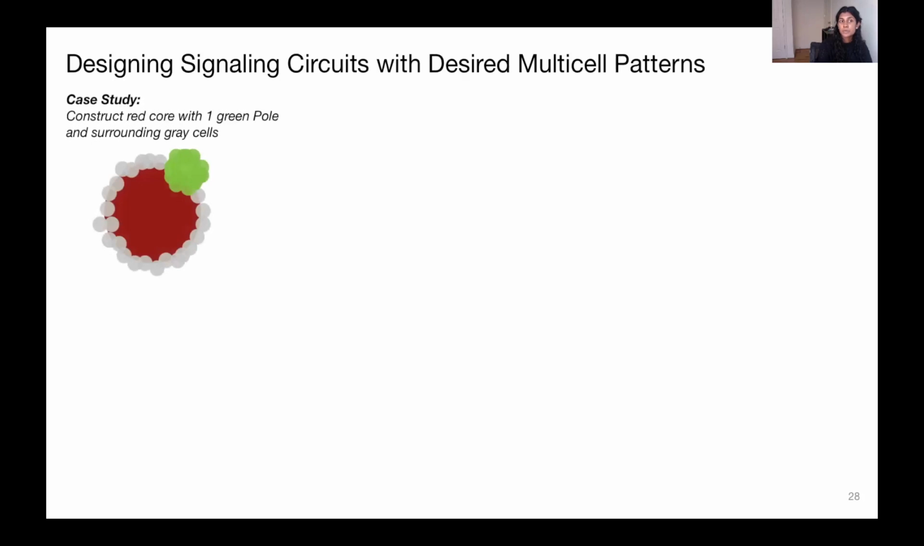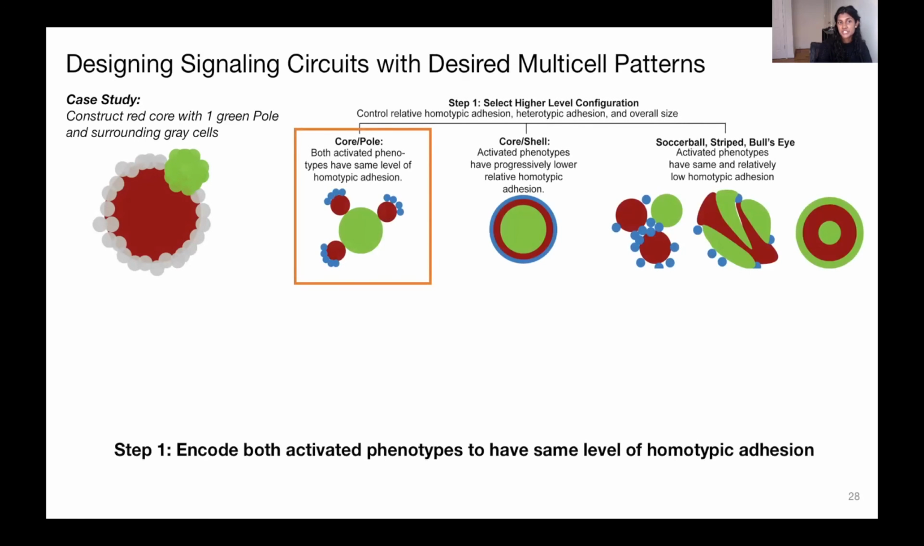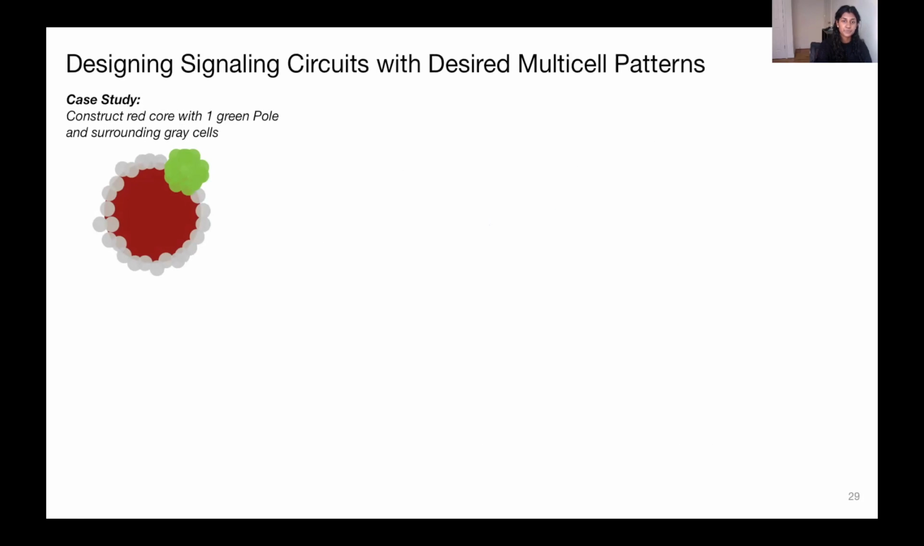Using all of this information, we can use our model to design cell-to-cell signaling systems that will give us a spheroid pattern of interest. For example, let's take a case study where we want to construct a red core with 1 green pole and surrounding gray cells. So first, we need to select the higher level configuration of the spheroid, which in this case is a core pole spheroid. So we should encode both activated phenotypes in the system to have the same level of homotypic adhesion.